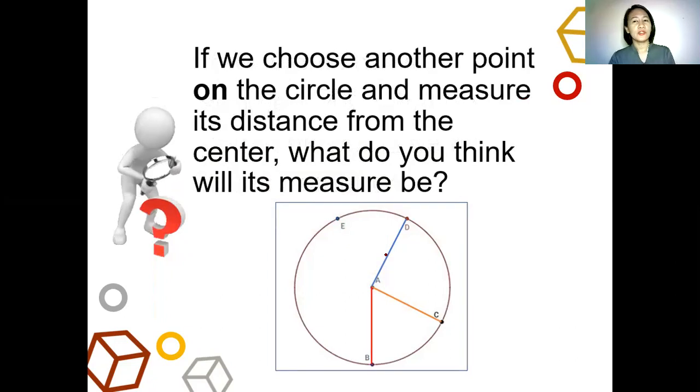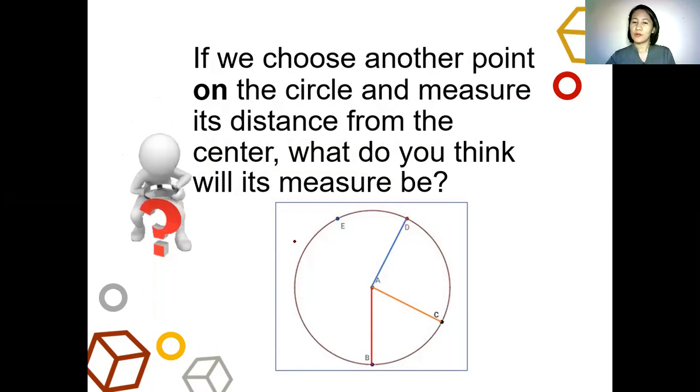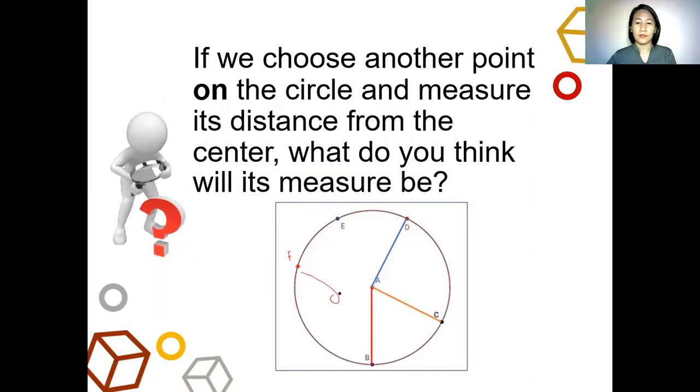Next, if we choose another point on the circle and measure its distance from the center, what do you think will its measure be? If I am going to draw another point here, let's say I will name it as F, and I will get the distance from A to F. What will be the distance between the 2 points? Yes, again, you are correct.